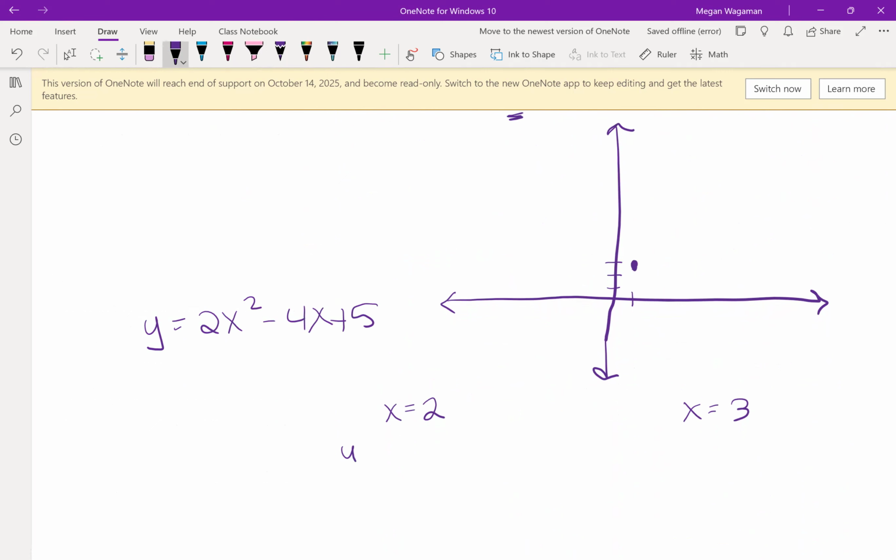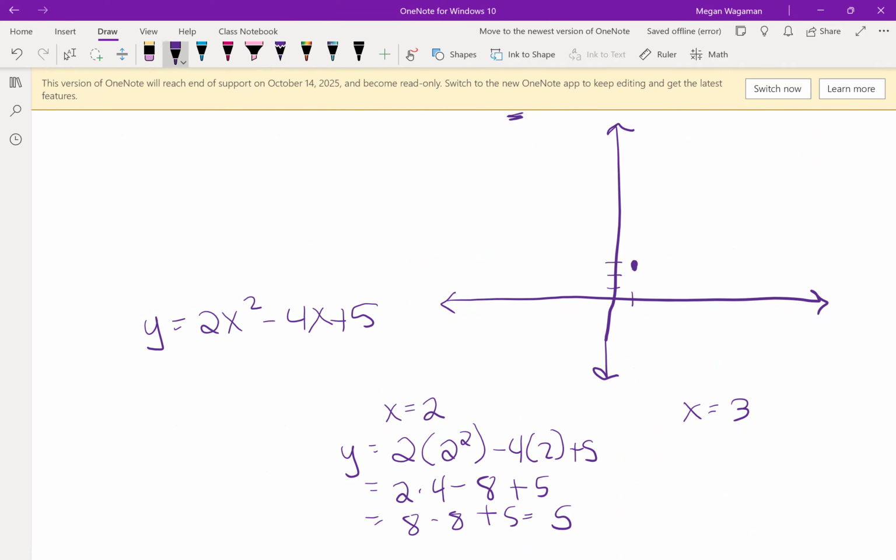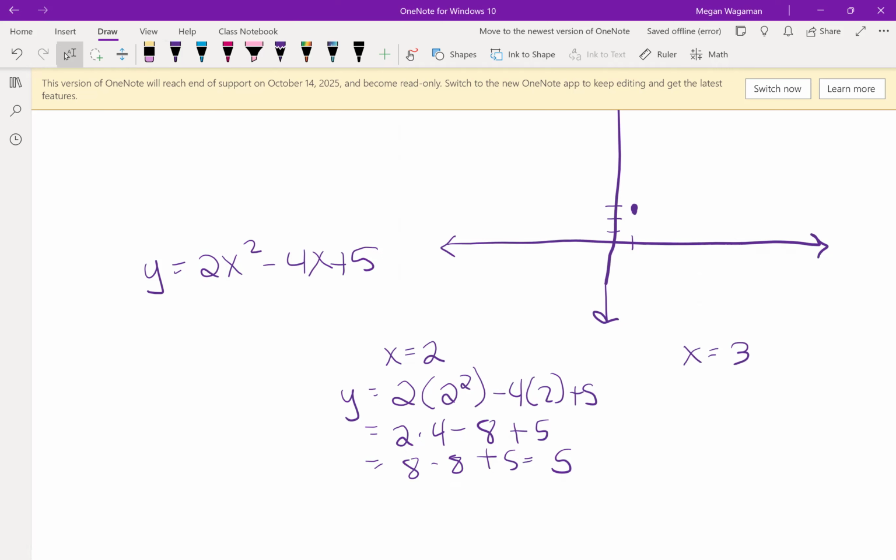So if x is equal to 2, y is going to be 2 times 2 squared minus 4 times 2 plus 5. So this is 2 times 4 minus 8 plus 5. 8 minus 8 plus 5 is equal to 5. So this gives us the point 2 comma 5. We can go ahead and put that on now. So over 2, up 5. And then when x is equal to 3, y is going to be 2 times 3 squared minus 4 times 3 plus 5. So this is 2 times 9 minus 12 plus 5.